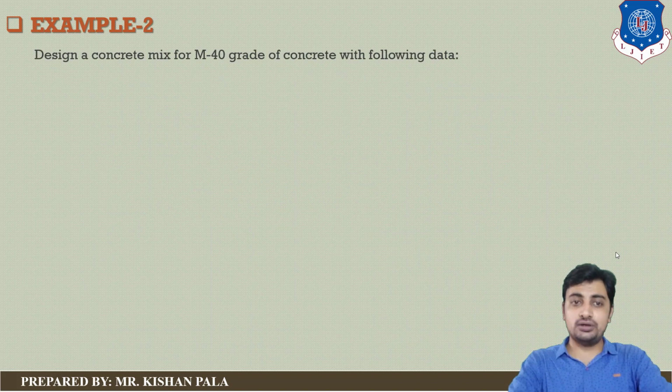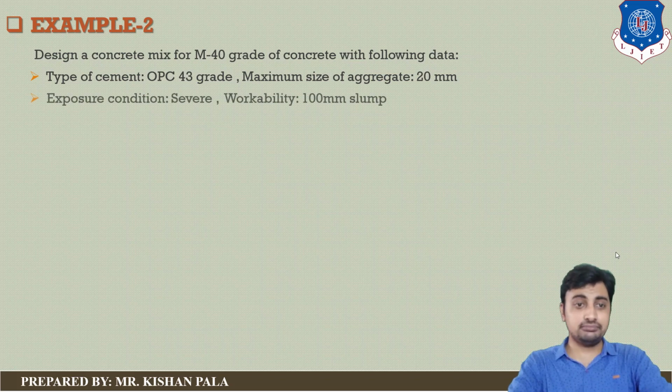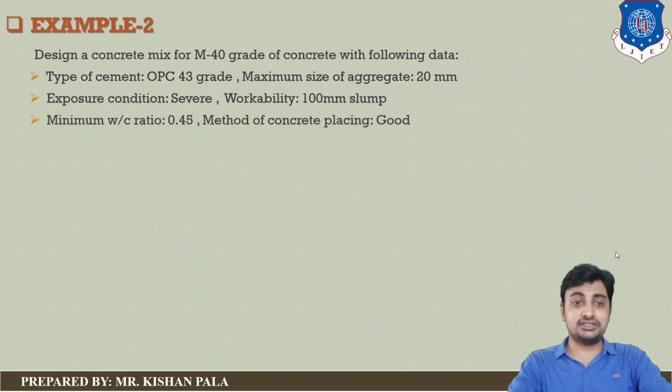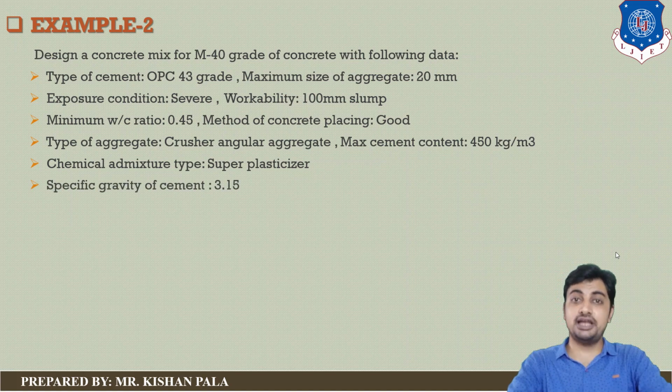We have to design a concrete mix for M40 grade of concrete, and the characteristics and properties of the ingredients are: the type of cement is OPC 43 grade, maximum size of aggregate is 20 mm, exposure condition is severe, workability is 100 mm slump, maximum water cement ratio is 0.45, method of concrete placing is good, type of aggregate is crushed angular aggregate, and maximum cement content is 450 kg per meter cube.